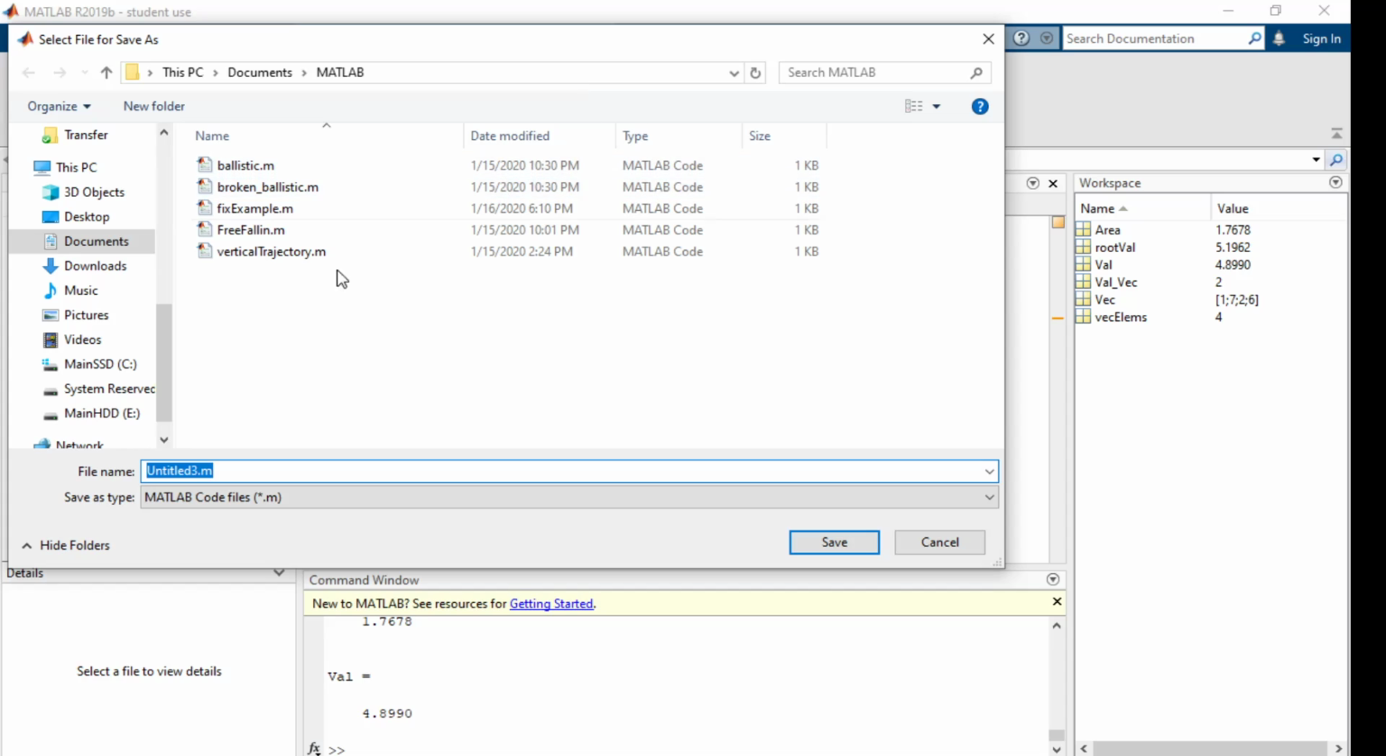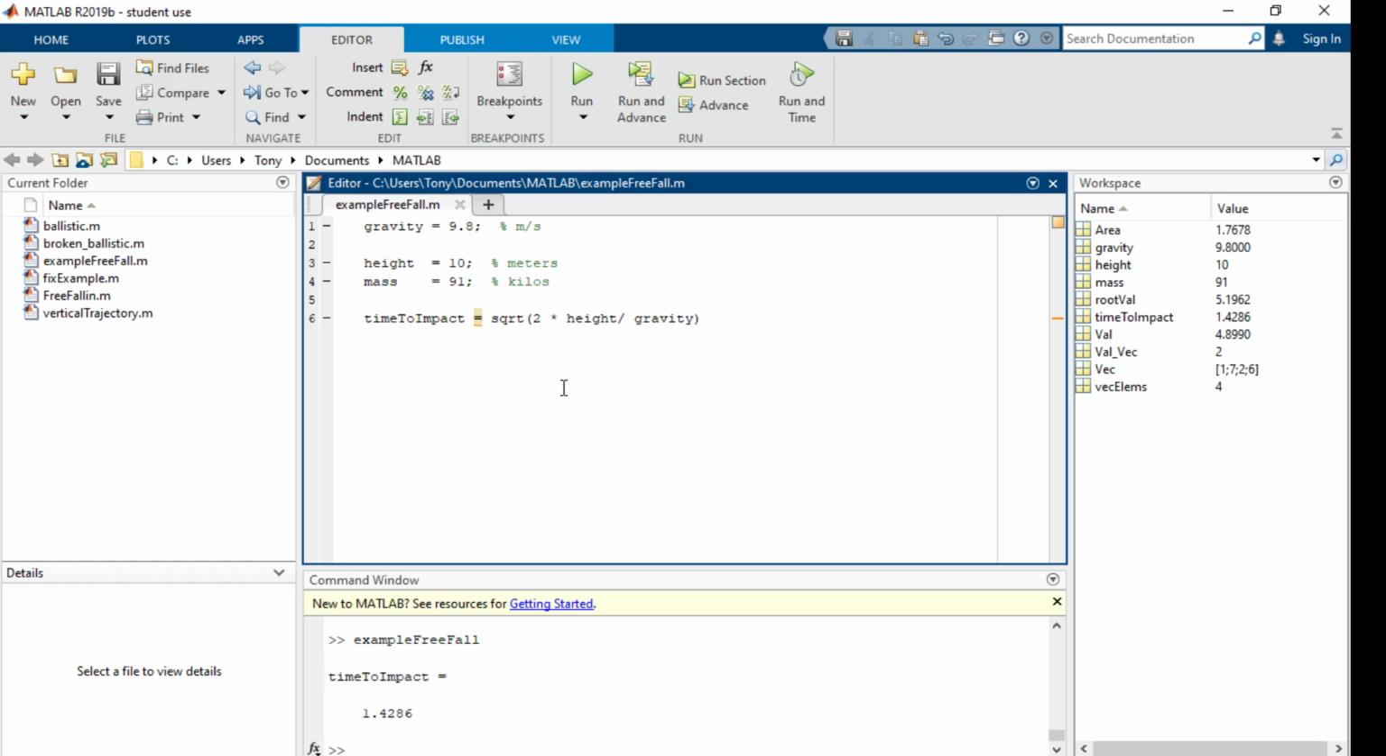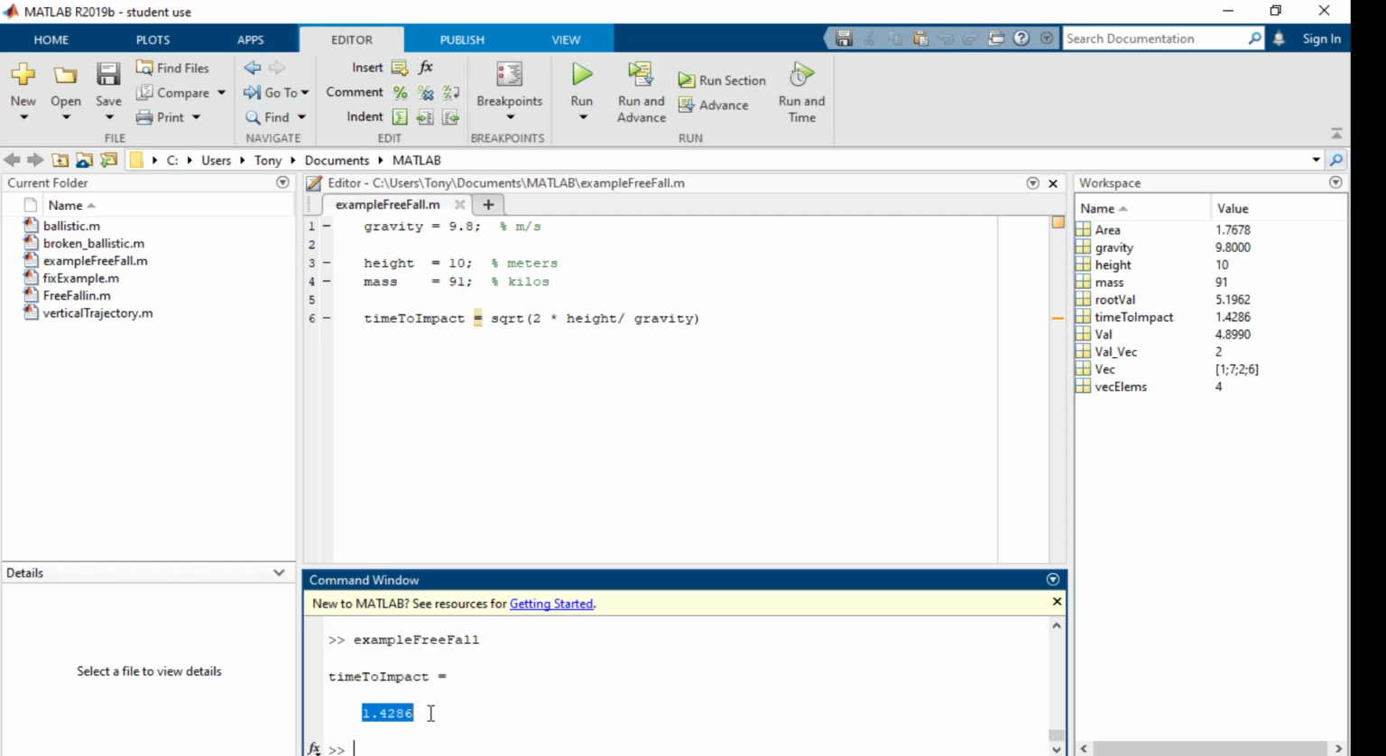So I actually saved it once. I already called this free falling. So this is example free fall. We'll see how well I do now versus the one I did before. So the time to impact is 1.42 meters is what it's saying.